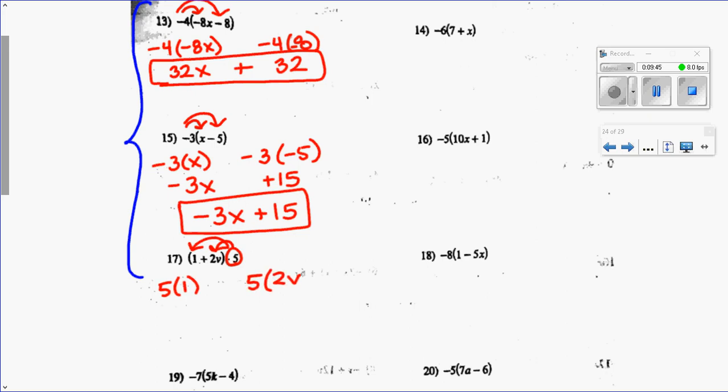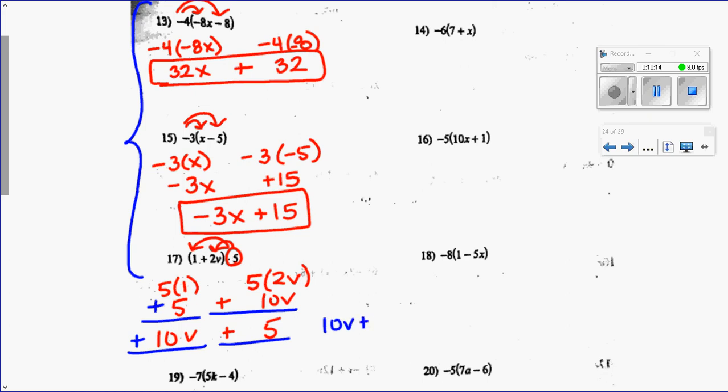Now, I actually want to show you something here because you might have gone in a different order. When you got positive 5 and positive 10v, you might have written 10v plus 5. And that is fine because the 10v has a positive in front of it, and in this one, the 10v is positive. In this one, the 5 is positive and the 5 is positive. So as long as the sign in front of the term stays the same, then it is okay to write it in either order. So I'm going to show you an example of that when one of them is positive and one of them is negative.